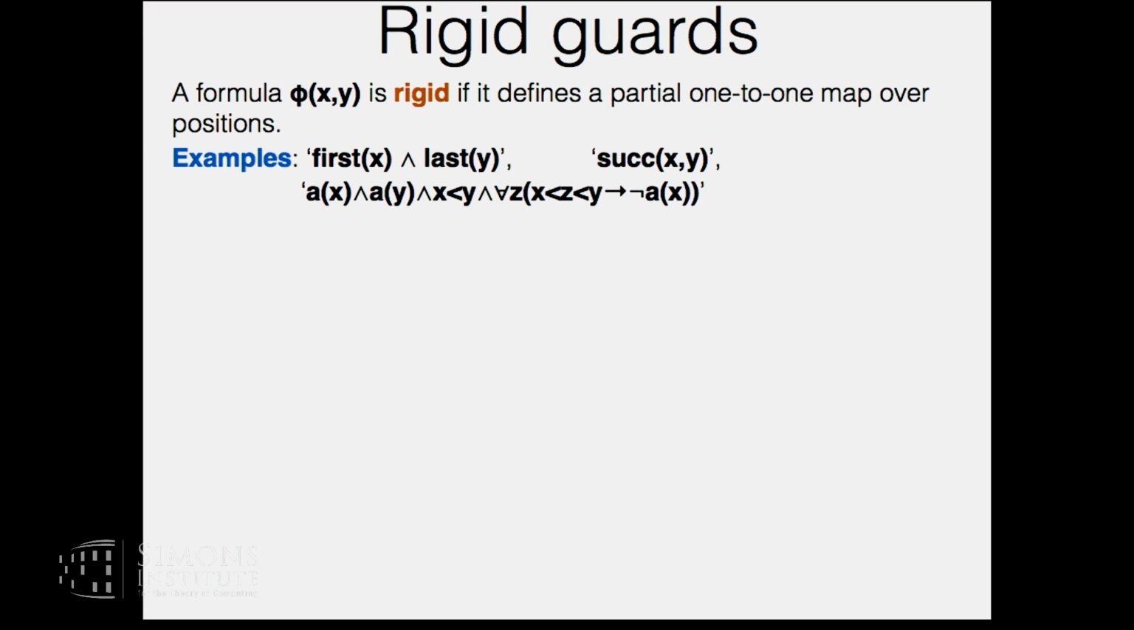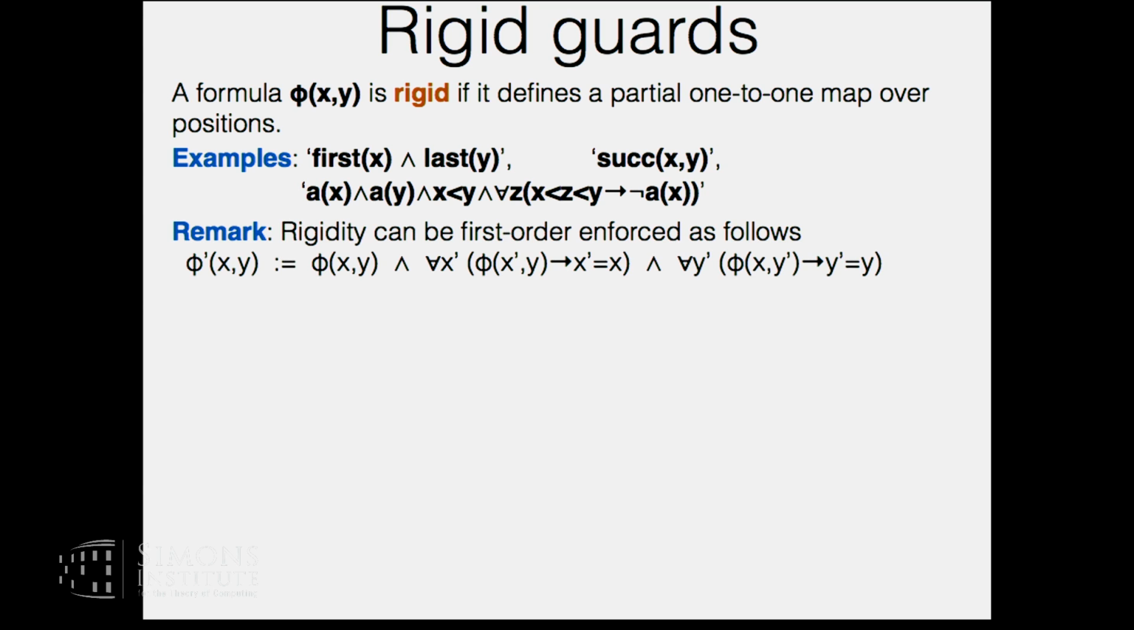This one is a bit more involved. It says x is on a position labeled by an A. Y is also on a position labeled by an A, and they are in this order. And in the interval, there are no other A's. So it's a relation that says: I'm on an A, I jump to the next A, and I can go backward in a unique way. So it's also a rigid thing.